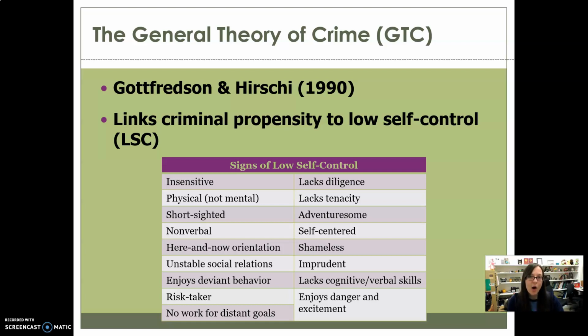Now, this doesn't mean that it always ends in criminal behavior. It just means that the more impulsive somebody is, and the lower their level of self-control, the more likely they are to engage in deviant and criminal behavior.